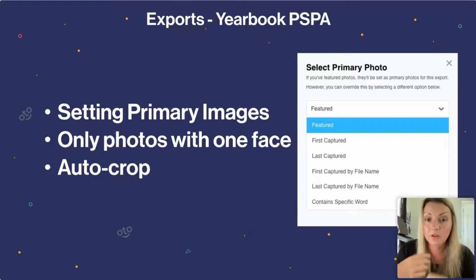Or you can use one of our defaults here: first captured, last captured, by file name, or contains a specific word. That contains a specific word option is for if you're using, let's just say, Lightroom or another software to pick your yearbook image. We try to be really flexible with these tools that we're building for you. So you could add to the file name, like this is for the yearbook. When you export those file names, they all contain YB for yearbook, for example. And you could say automatically PhotoDay, export all the images for the subjects that have YB in the file name.